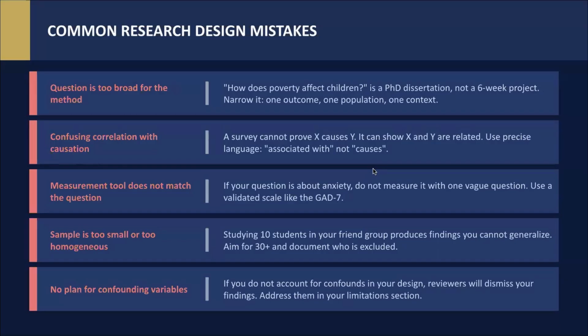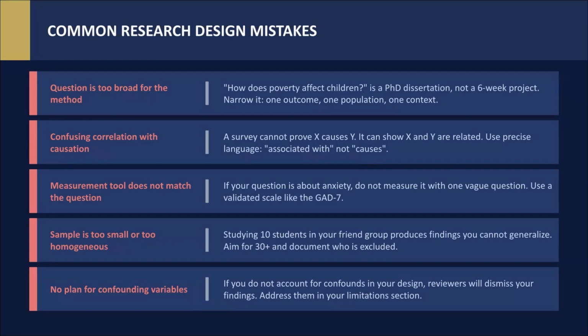So, common research design mistakes. The question is too broad for the method. "How does poverty affect children" is a PhD dissertation, not a 6-week project. So make it more specific, with one outcome, one population, and one context. Confusing correlation with causation: a survey can't prove X causes Y. It can show X and Y are related, so use precise language: associated with, not causes.